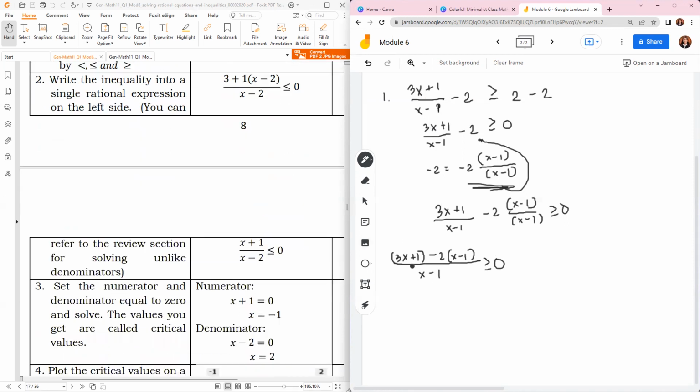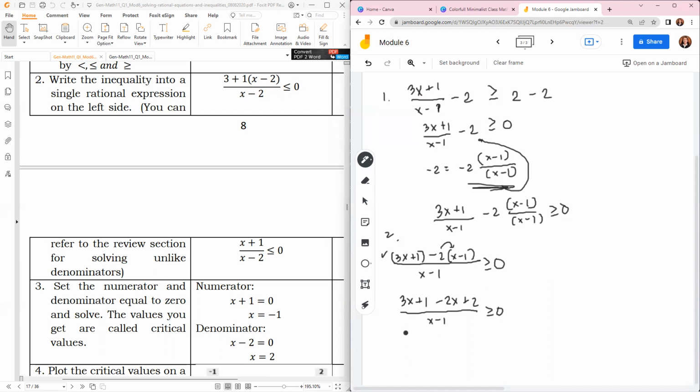Next, kay atong isimplify ning numerator first. So how do we simplify? We get rid of the parenthesis. So 3x plus 1. And this is already number 2 na, no? They are kanang 3x plus 1 minus, and then we distribute the negative 2. So negative 2 times x, it would be minus x, negative 2x. And then negative 2 times negative 1, it would be positive 2. X minus 1 greater than 0.